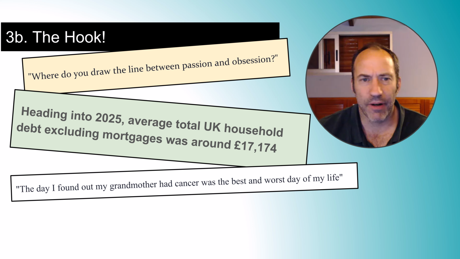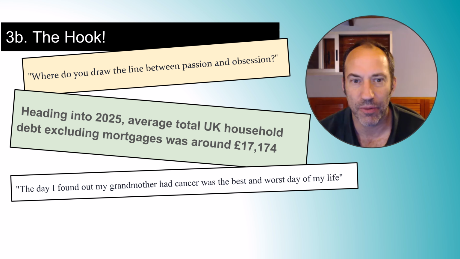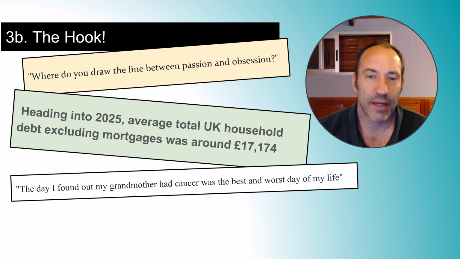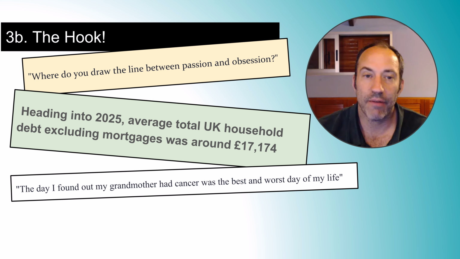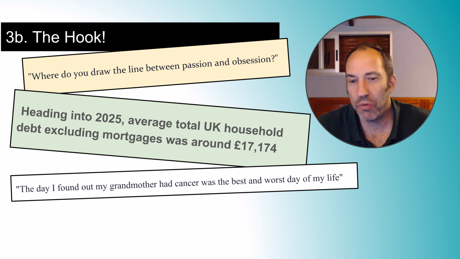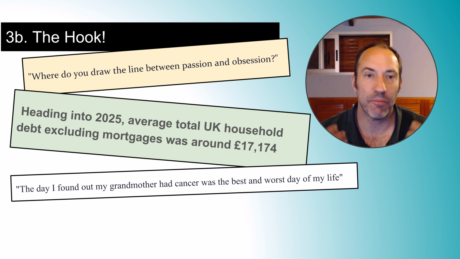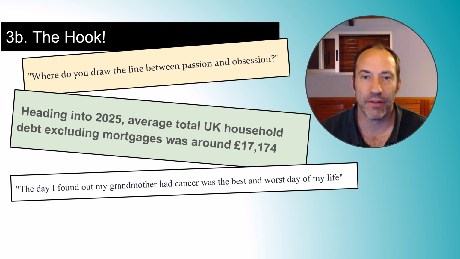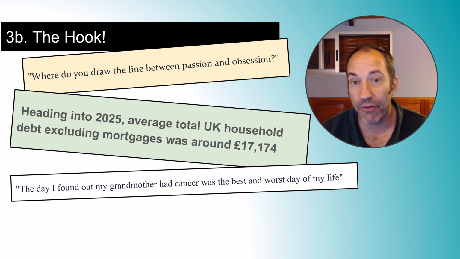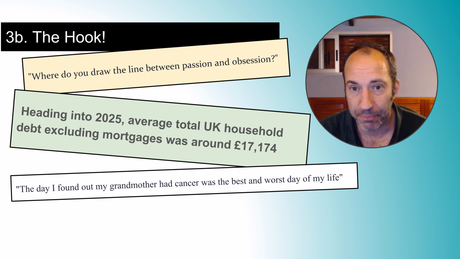Heading into 2025, the average total UK household debt, excluding mortgages, was around £17,174. Yeah, okay. I still don't think it's very engaging, but it could also be a very good start of priorities. You could then go on to question why we have debt, why we buy so much junk that we don't need and we can't afford. And maybe work that back to an argument that actually we should be happy with walking around in nature for free instead of, I don't know, a new PlayStation or whatever it is that people spend their money on.